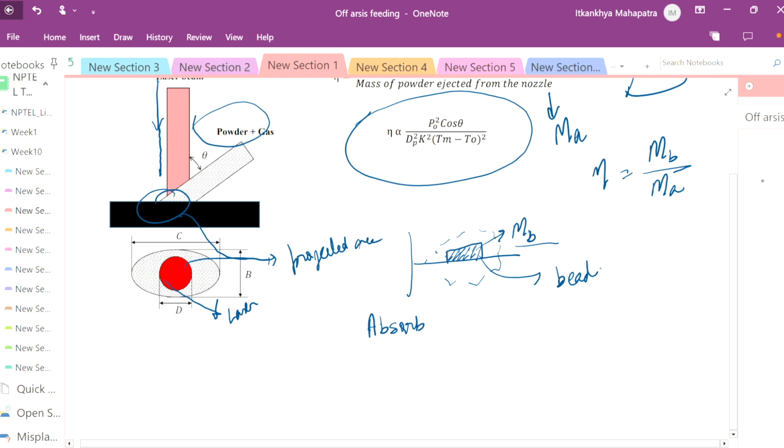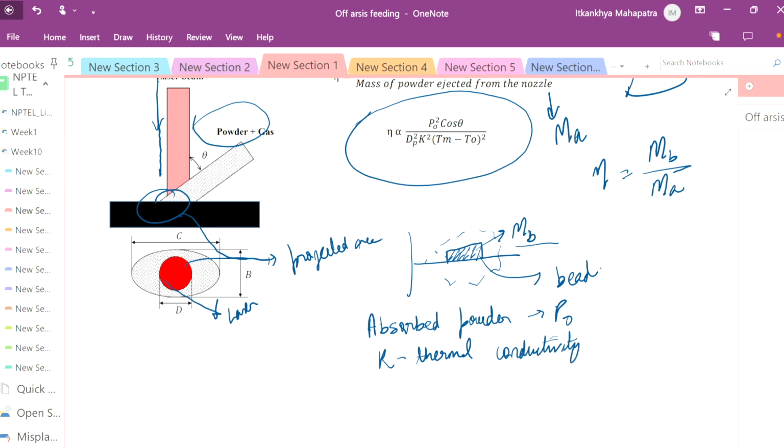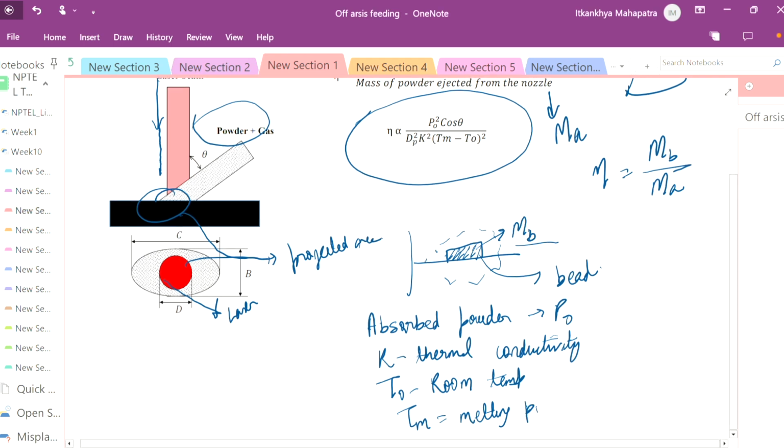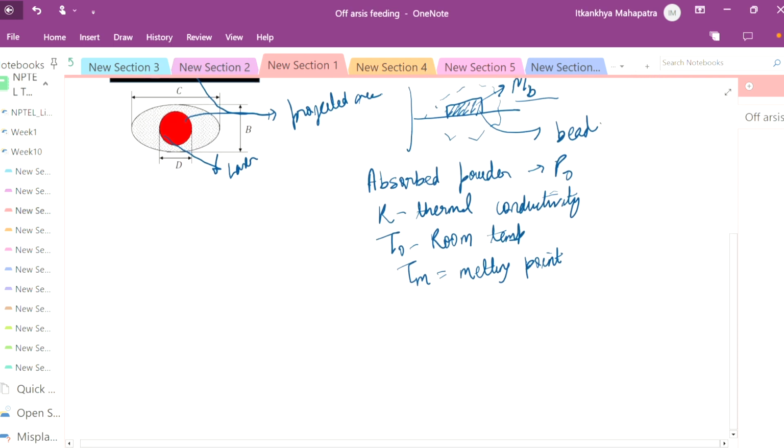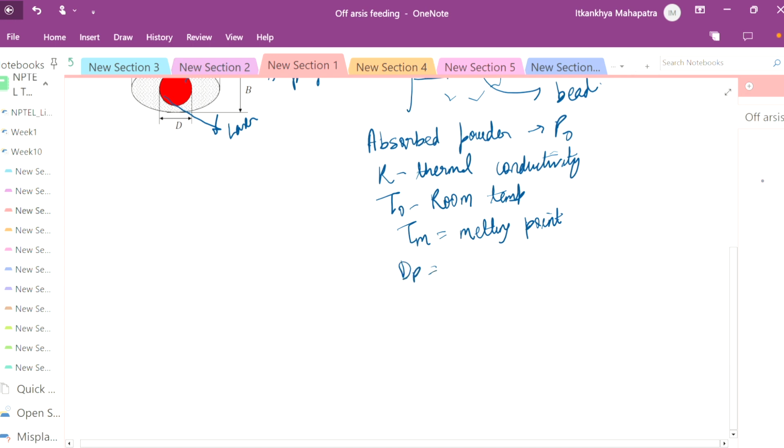Now I'll just write what that is. Absorbed power is P naught, K is thermal conductivity, T naught is room temperature, Tm is melting point, and dP is diameter of projected area.